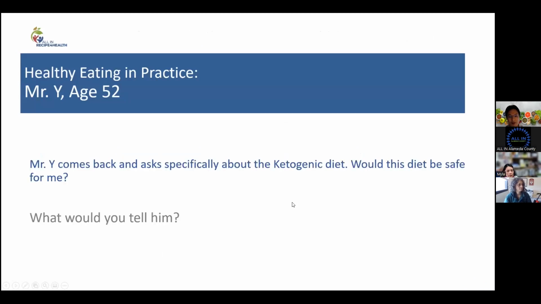So now I'll just turn this back to Daphne, since you're doing our cases. Mr. Y comes back in, having learned about the ketogenic diet from a TV show, and is really interested in this diet and says, would this be safe for me? I'm wondering if this might be the answer to my problems. And it sounds like a pretty tasty diet, because I heard that I could have some bacon with it. So what would you tell Mr. Y about the ketogenic diet?